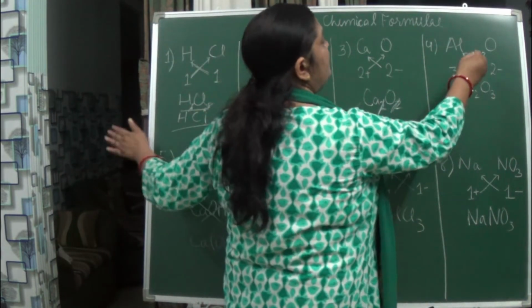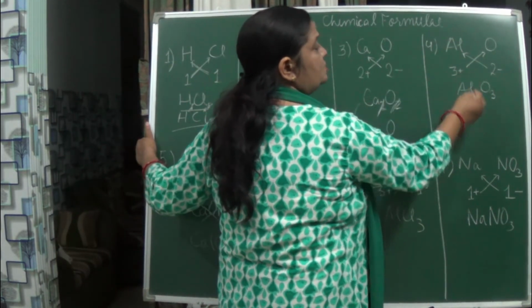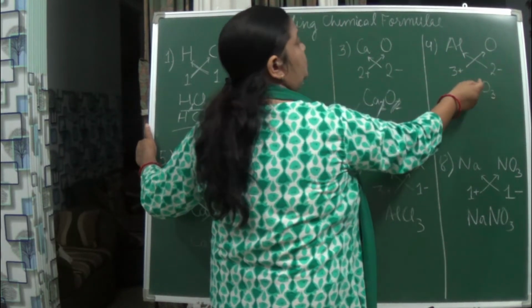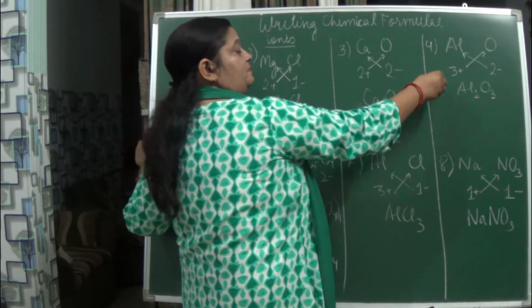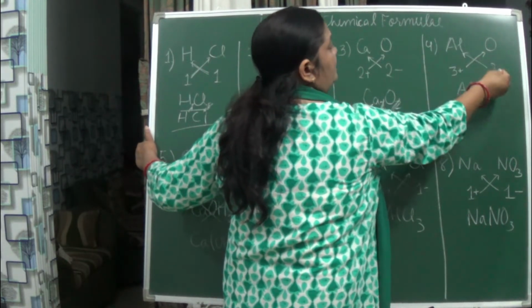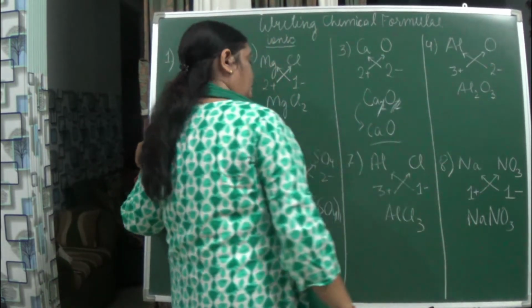Now come to aluminium oxide. Aluminium's valency is 3 and oxygen it is 2. Plus minus you know, I have said to you, okay, why it is plus and why it is minus. So now when you crisscross it, naturally it will become Al2O3, okay.